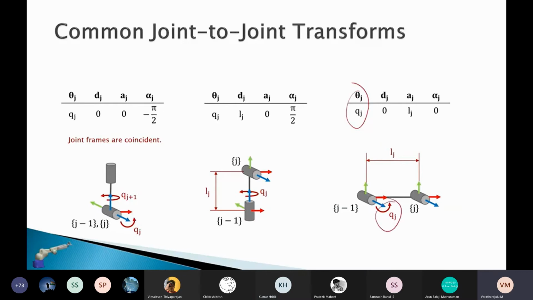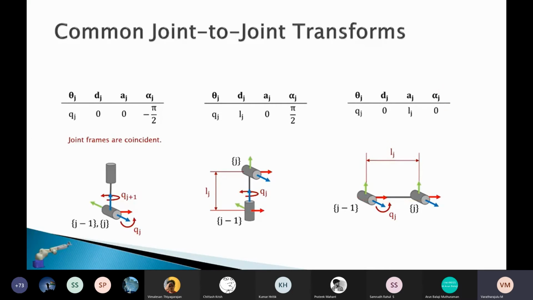About the z-axis by q. We have no offset in the z-axis, so this is 0. We translate across x by the link length L here, and then again, because these frames have the same orientation, we don't need to rotate about x, so that's 0.